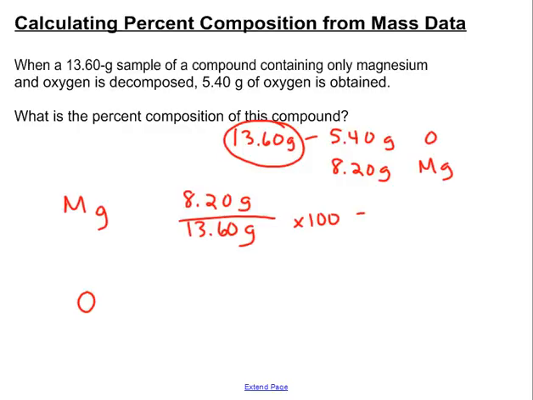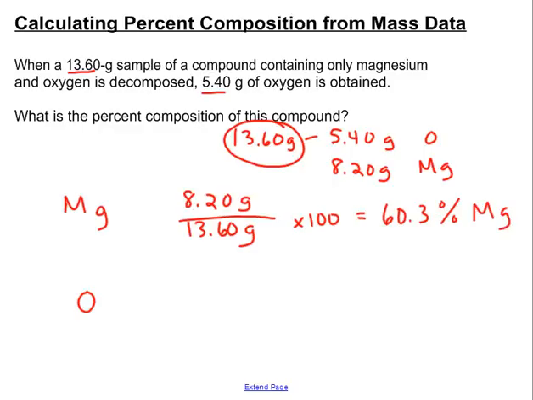In your calculator, we will maintain three significant figures, because our initial measurements had 3 sig figs and 4 sig figs, so we use the fewest. That works out to 60.3% of this compound is magnesium.